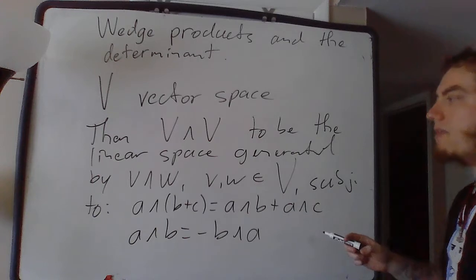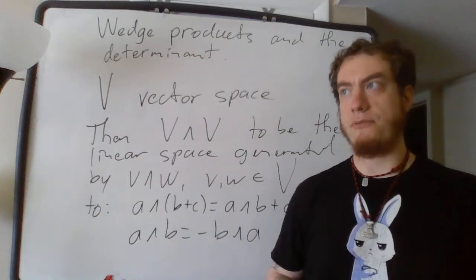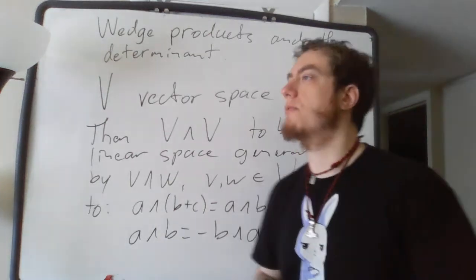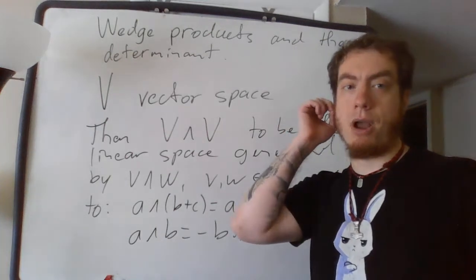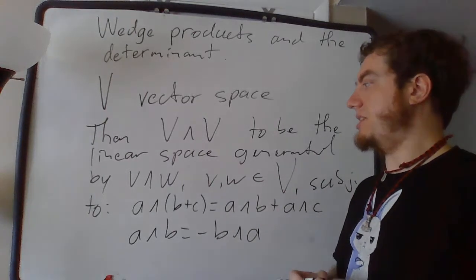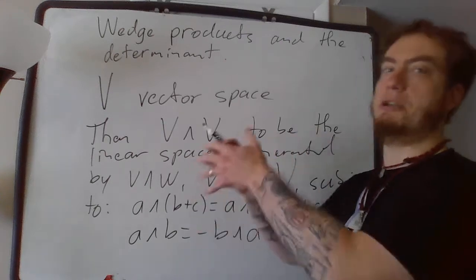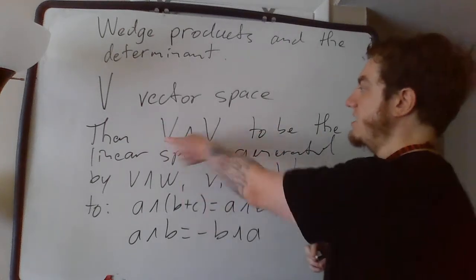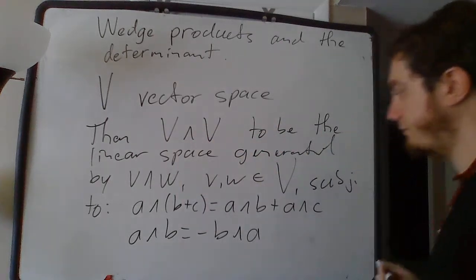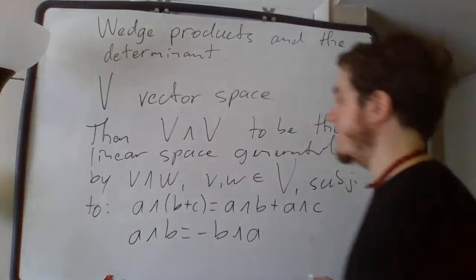It turns out that this wedge product and the resulting space is part of a more general construction involving what are called tensor products, and you can think of the wedge product as giving you a totally antisymmetric part of V tensored with itself. But for our purposes, we really just want to think about this wedge product.